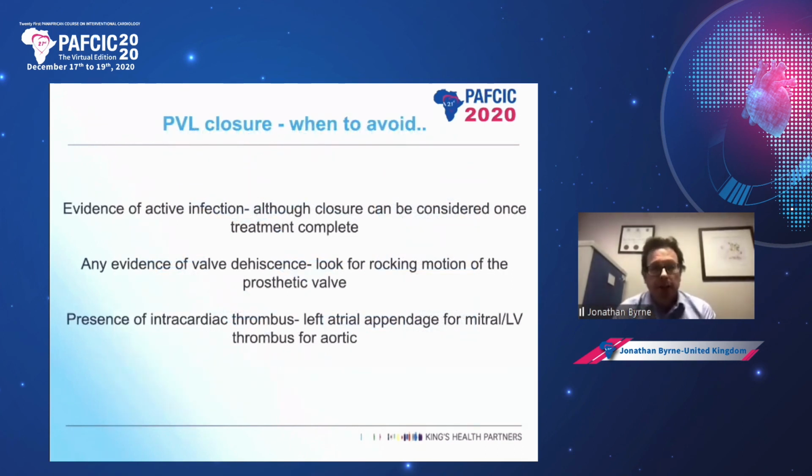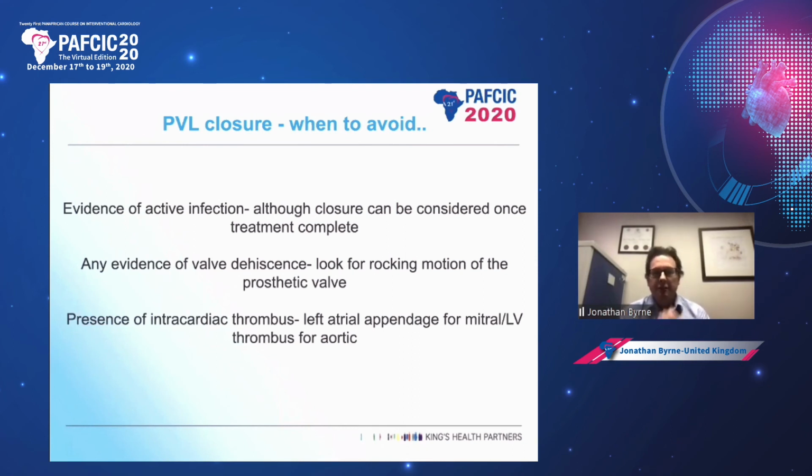Horst touched on this, and I think it's important to know when to avoid PVL closure. With evidence of active infection, it's an absolute no-no. But although in this patient population, it's sometimes reasonable to think about closure once treatment is completed and enough time has elapsed to know that you have a sterile environment. Again, that's not perfect.